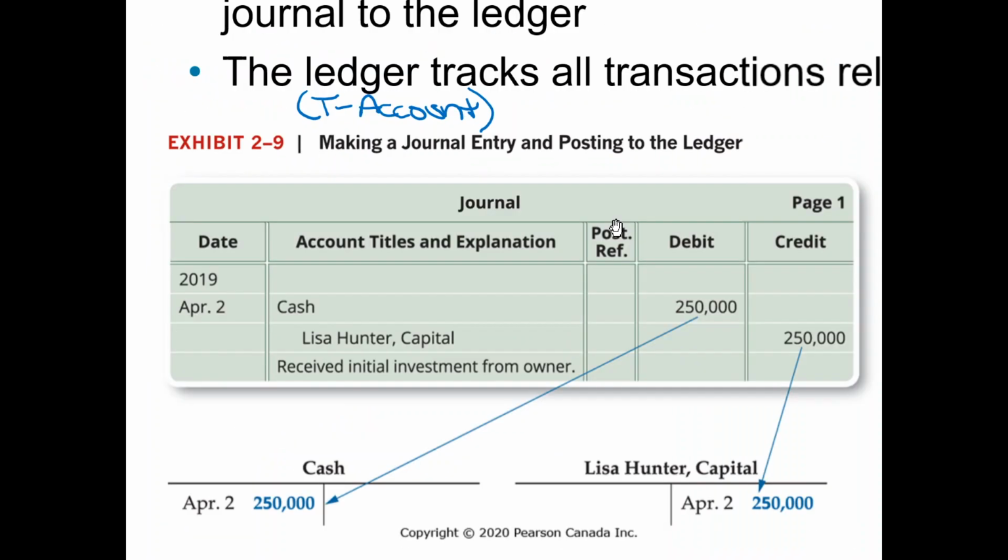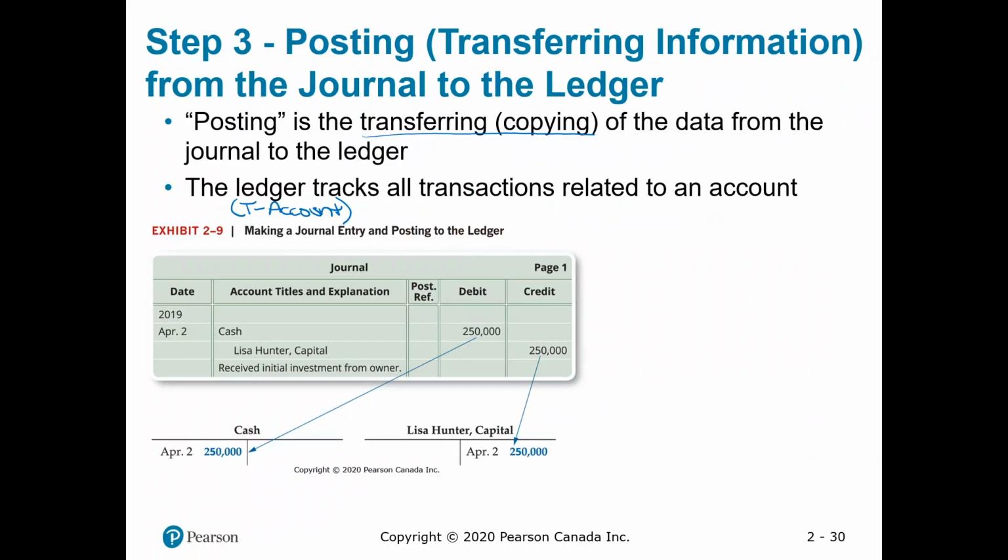So we'll write that here. Oops, sorry. The journal and the ledger are two different ways to track the same information.